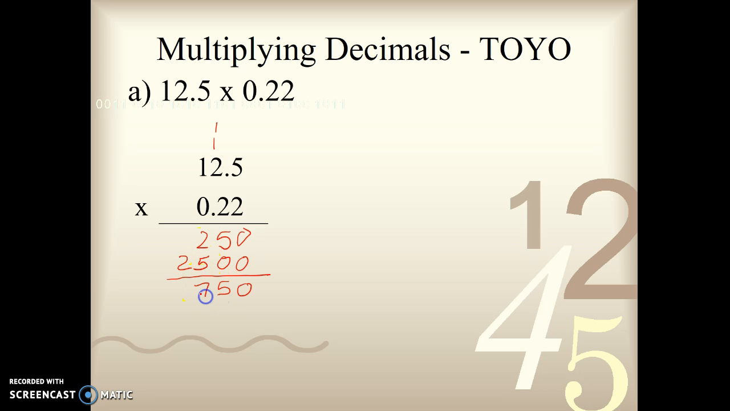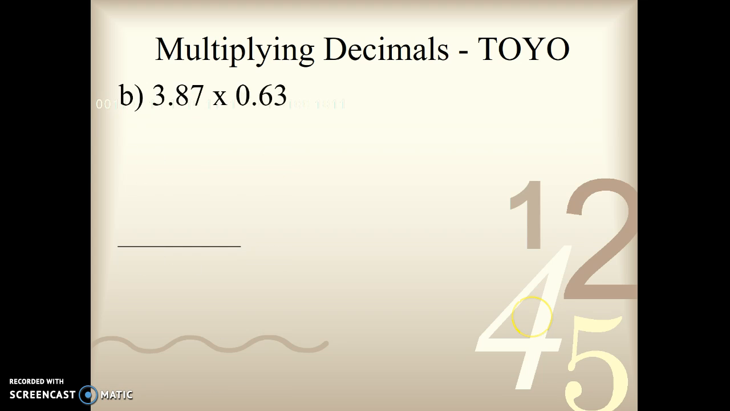2 plus 5 is 7. 2 plus nothing is 2. Okay, now our last step, remember, is to count up the number of decimal places in each of our factors. So we have 1 up here and 2 down here, so 1, 2, 3. Then our step 4 is to count over that many decimal places in our product. So 1, 2, 3. And our answer is 2 75/100ths.